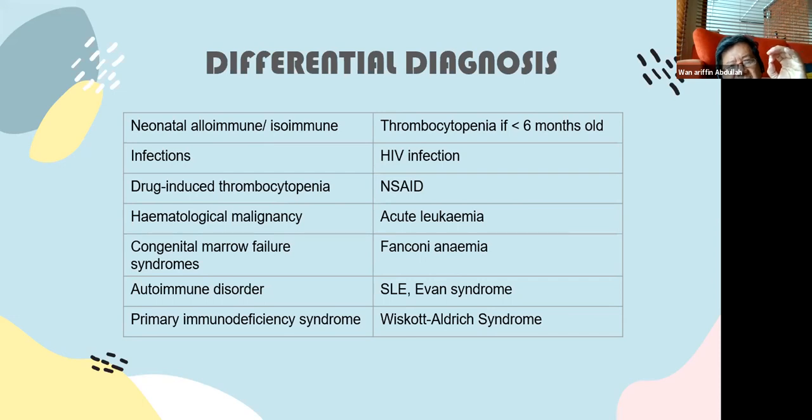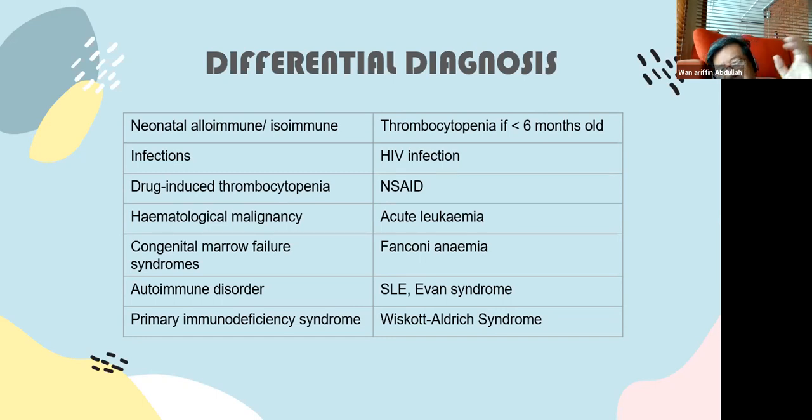Because basically the diagnosis of ITP is a clinical diagnosis. There is no diagnostic test. Bone marrow is not a diagnostic test. It just excludes malignancies as a cause of thrombocytopenia. So ITP is a clinical diagnosis. And the main feature is that the patient comes with skin or mucous membrane bleeding, but is otherwise perfectly well. The key word is perfectly well.